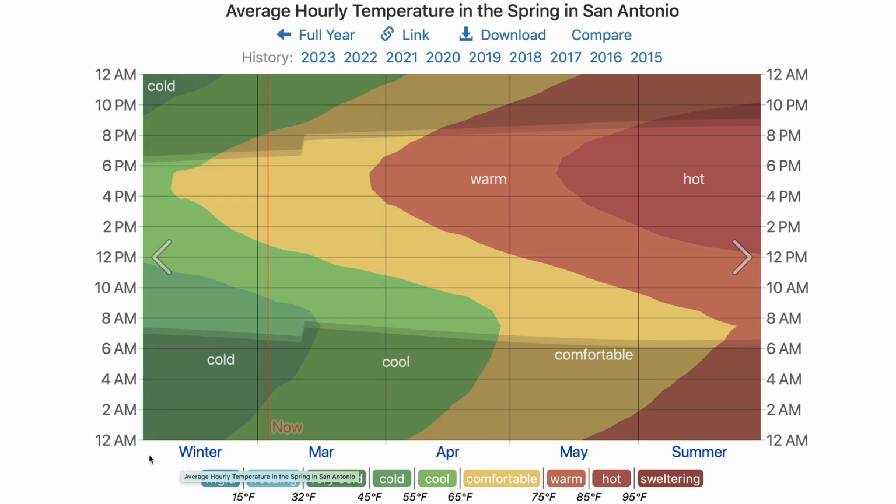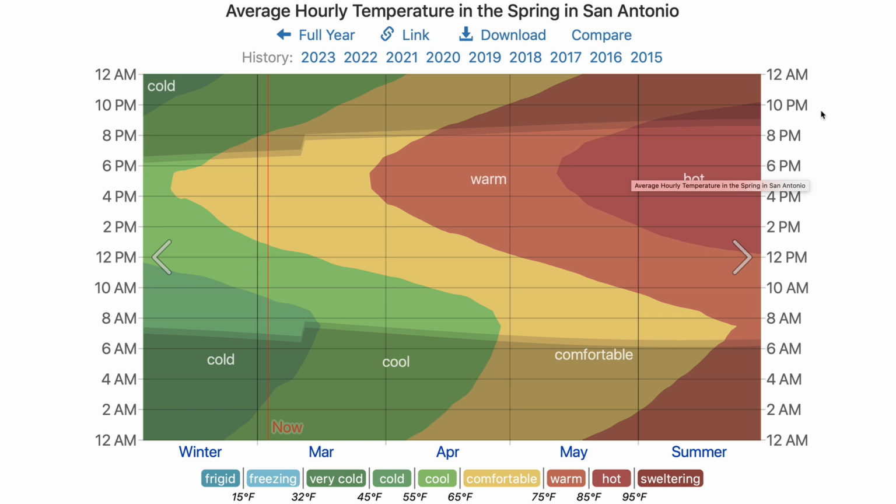On the x-axis, you have winter, March, April, May, all the way into the summer. So it's basically year-round, right? From the winter all the way to the summer. And notice the green. The blue there is frigid, lighter blue freezing, very cold. So in San Antonio, we typically have anywhere from very cold in the winter to cold or cool in the light green, to comfortable in the yellow, warm, and then hot in the summer, right?